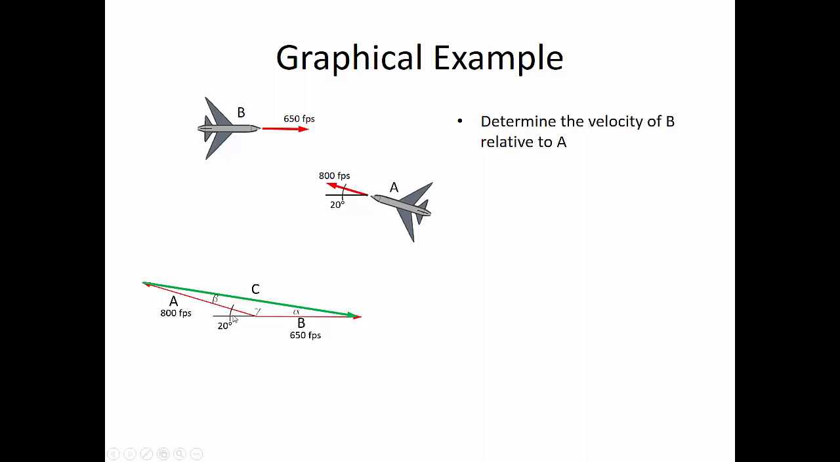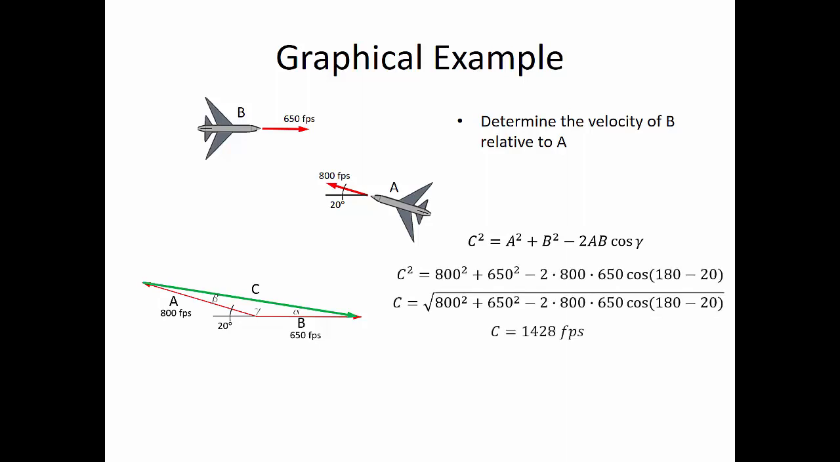I can get the interior angle gamma by simply subtracting 20 from 180. Then I can use the law of cosines to figure out what the length C is. So the law of cosines says c squared is equal to a squared plus b squared minus 2ab cosine of gamma. Plugging in what we know and solving for c, we get that c is equal to 1,428 feet per second, which is the same magnitude that we obtained in the vector example.